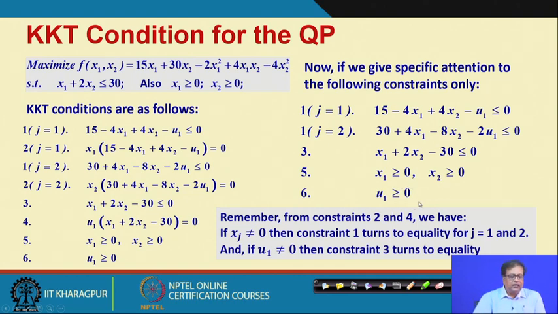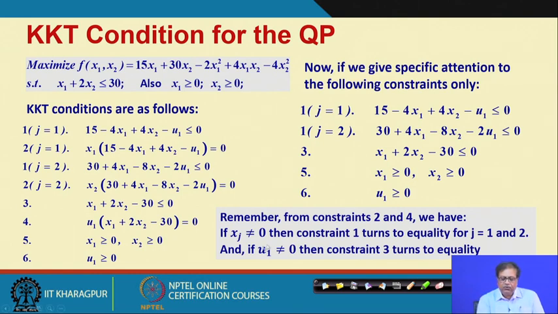If you look at constraints 2 and 4, something interesting appears: if xj is not equal to 0, then the constraint turns to equality. Suppose x1 is not 0, then obviously this must be 0, that means the constraint turns to equality. Is it all right? Similarly, if u1 equals 0, then the fourth condition is satisfied, but if u1 is not equal to 0, then constraint 3 turns to equality.